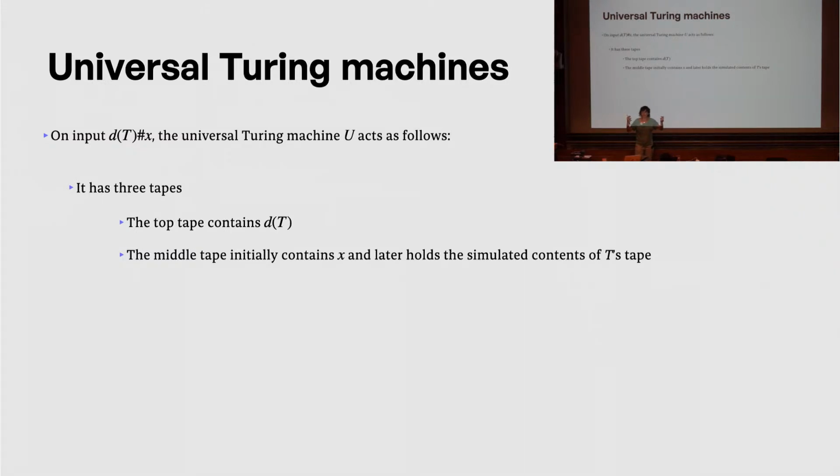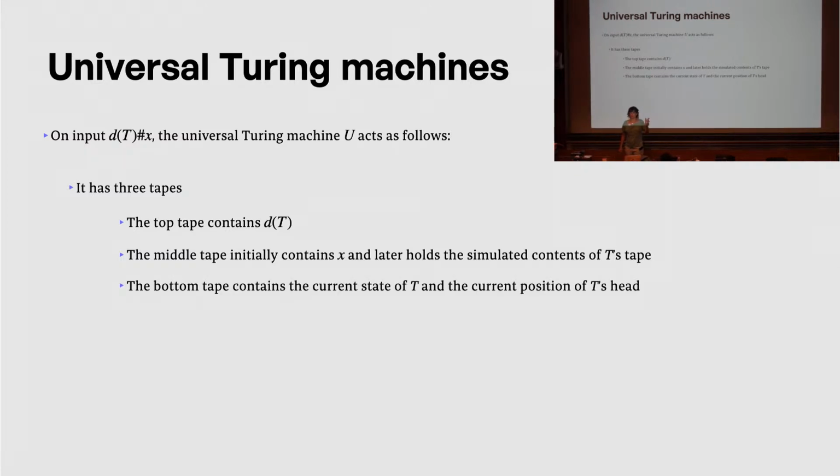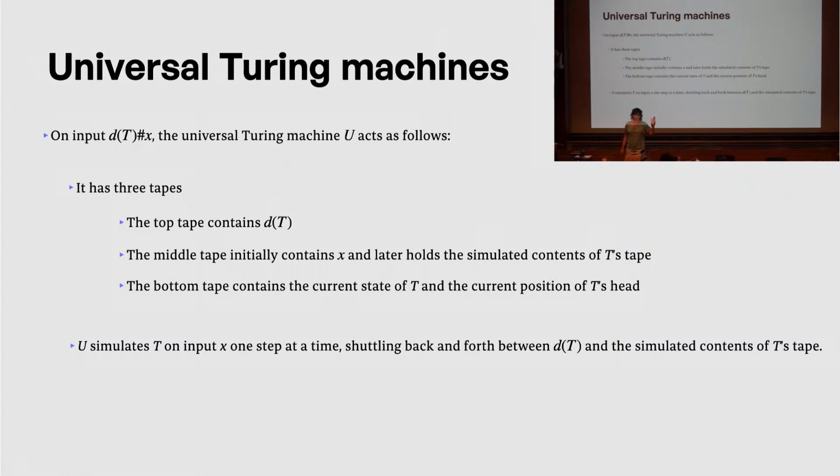the tape of t. Remember that u is imitating t, is mimicking t, is behaving like t. Bottom tape will contain the current state of t, that means the state of the head of t, and the position of t's head. Both are finite strings. All right, now u simulates t on input x one step at a time, as you might expect, shuttling back and forth between d of t and the simulated contents of t's tape.